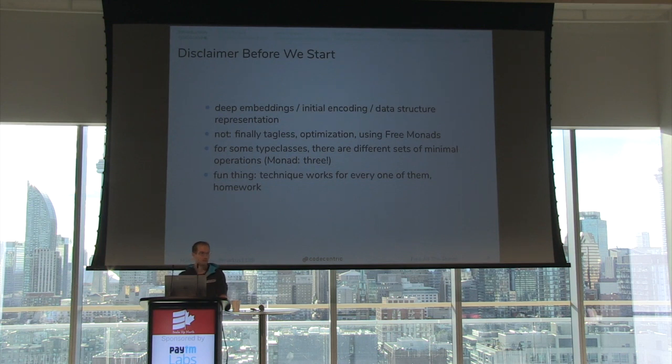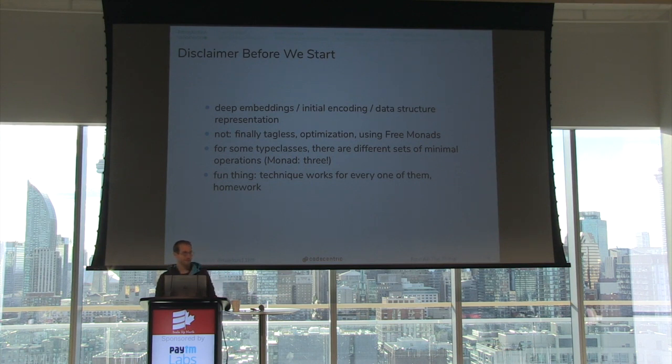And some disclaimer before we really get into the good stuff. The approach I'm using will be the deep embedding of the DSLs, or the initial encoding, or the data structure representation. This will not be about finally tagless. This will not really be about optimized free structures. For example, if you compare the free monad that we will derive to the Cats or the Scalaz versions, you will see some differences because they do some optimizations for Scala. We will not really be using free monads. I will just show you how to derive the free monad. But we already saw, I think, enough of free monads already.